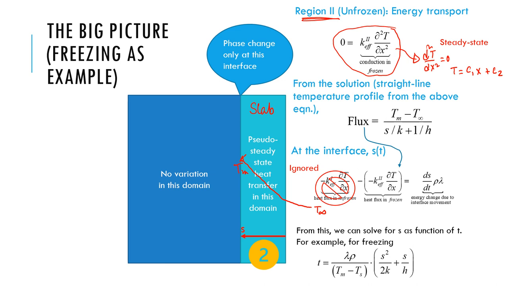From the solution, the straight line temperature profile, we get the flux. Flux is the temperature difference, Tm minus T infinity, divided by two resistances. So what are the two resistances? One is this one here, that's the conductive resistance, and outside it is the convective resistance. Notice where we have S. S is where the interface is at this time. So this is my flux expression. Of course, the flux changes with time because S changes with time.